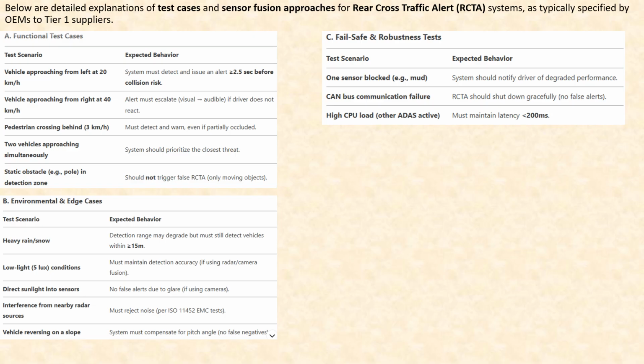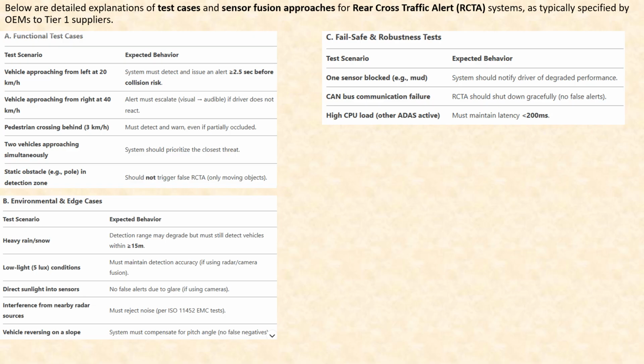Direct sunlight into the sensor. For example, a vehicle is positioned in such a way that direct sunlight is glaring into the sensor, then also the sensor must be able to work correctly. And interference from nearby sources. Okay, this is very important. This is where the EMC test, electromagnetic compatibility test, comes into picture.